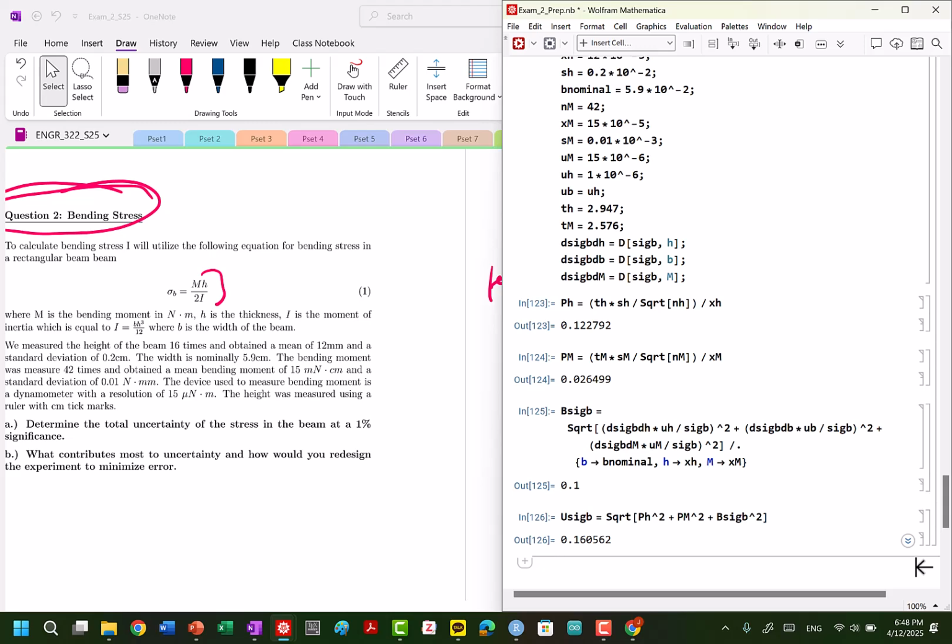Excellent. So that is pretty much it. Again, we would just change that, and then we're fine. Now we have to deal with running more measurements of height. So there's your solutions. See you next time.